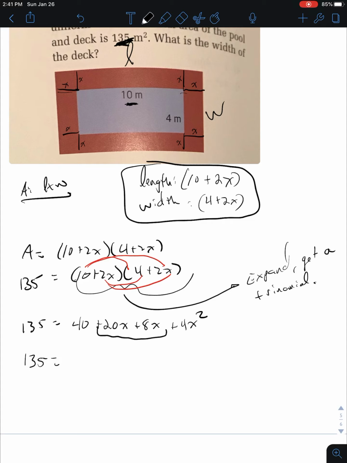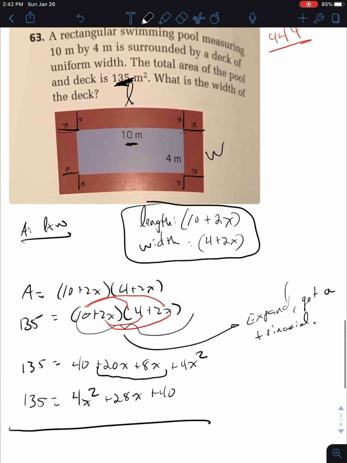I always like writing in descending order as well. While I'm doing that, I combine the two middle terms. So 135 is equal to 4x squared plus 28x plus 40. Do I see something in common there? They're all multiples of 4. We can factor out the 4.